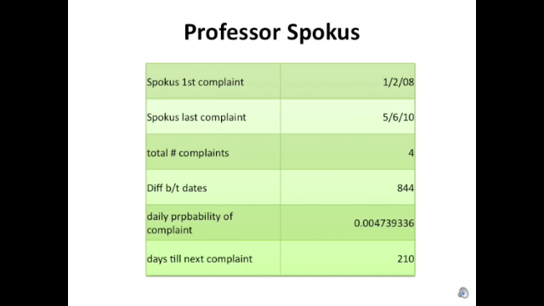For Professor Spocus, we calculate the difference between the dates by using the days360 function on Excel to find that there is 844 days between the first and last complaint. We then calculated the daily probability of complaint by dividing the total number of complaints by the difference between the two dates. So 4 divided by 844, which gave us 0.004739. We then calculated the days till next complaint by dividing 1 by the daily probability of complaint and then subtracting 1 from our answer to achieve ultimately 210 days till the next complaint.